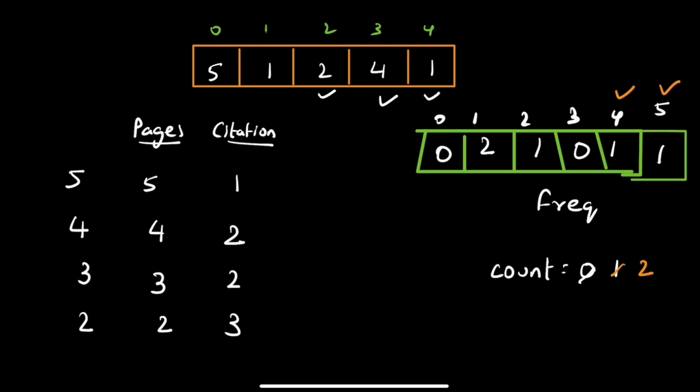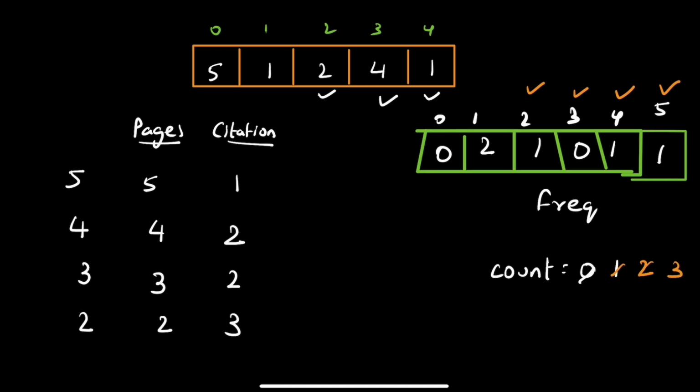Now, whether 2 is greater than or equal to 4? No, right? So we'll again skip this. So we'll go to index number 3. Now at index number 3, the value is 0, so the count remains the same. So whether 2 is greater than 3? No, right? So at index number 2, we have one citation, and if we add this, here it will become 3, right? 1 plus 2 will become 3.